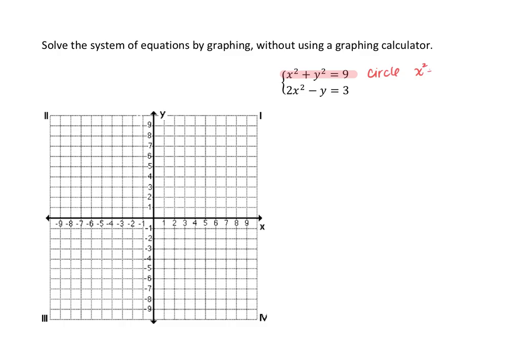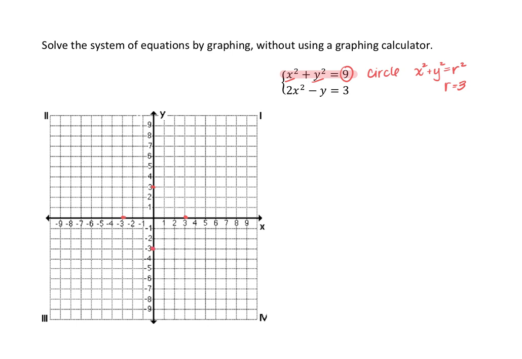Remember, circles will be in the form of x squared plus y squared equals the radius squared. So I can see I have the x squared and the y squared equal to my radius squared. So this is going to be a circle with a radius of 3 because 3 squared will give me 9. So to graph that circle, I'm just going to go out 3 in all directions.